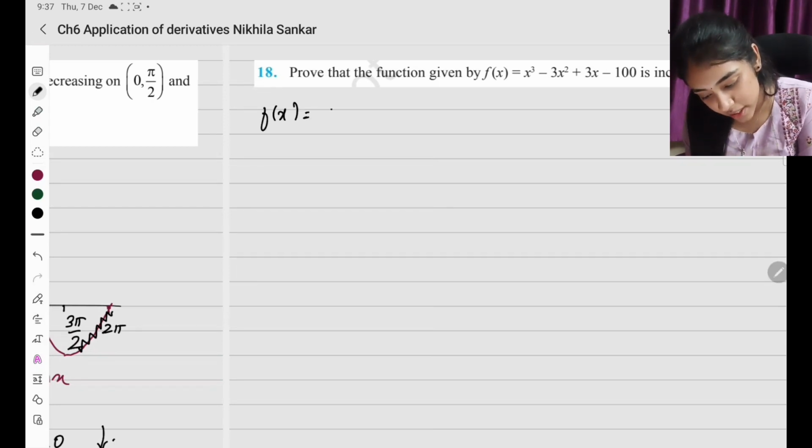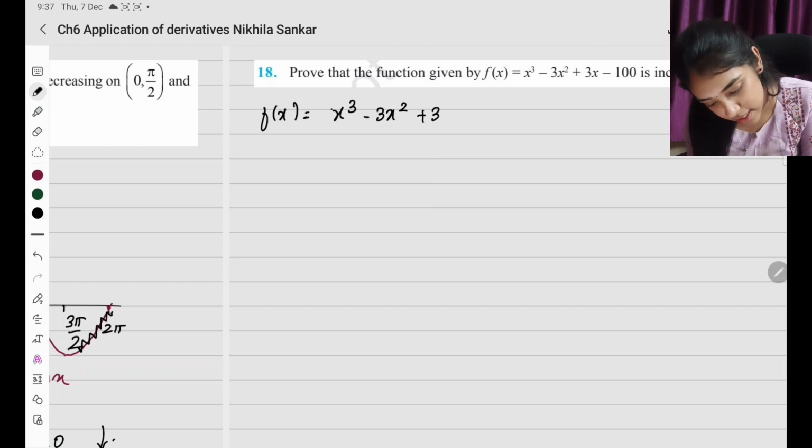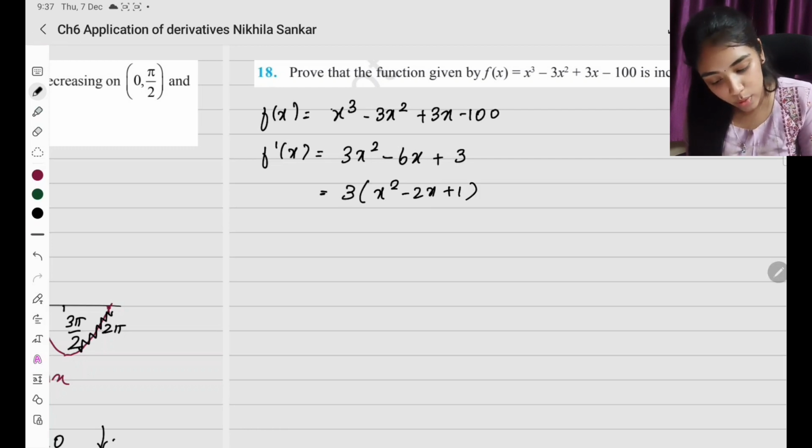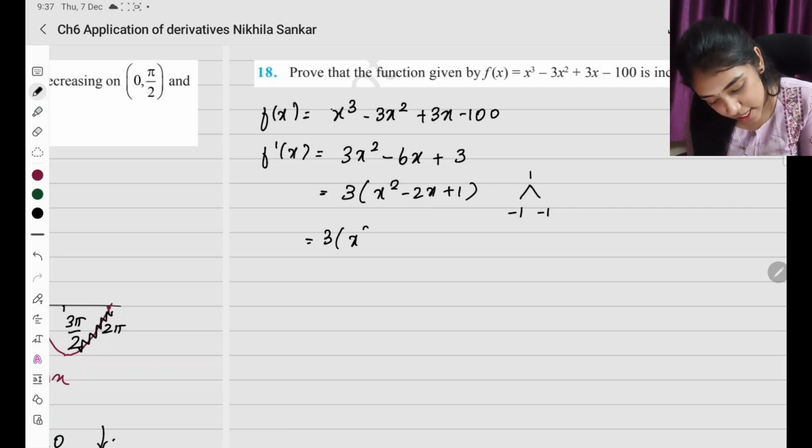So exact same thing. I have x cube minus 3x square plus 3x minus 100. So f dash of x is going to be 3x square minus 6x plus 3 plus 0. When I take 3 common, x square minus 2x plus 1. I want the product to be 1 and the sum to be minus 2. So minus 1 minus 1.